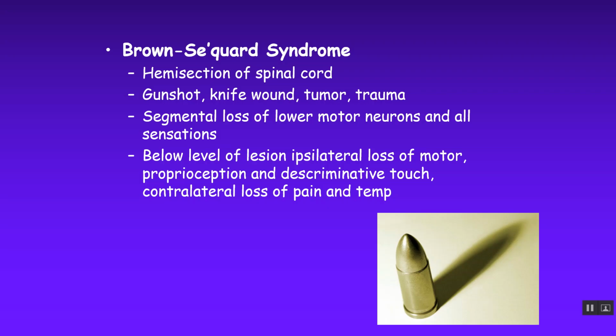I don't need to draw anything on that here. So this is the other one you've seen before, Brown-Séquard lesion, hemisection of the spinal cord. Typically some kind of a gunshot, knife wound, tumor, or really unique trauma that gets that.